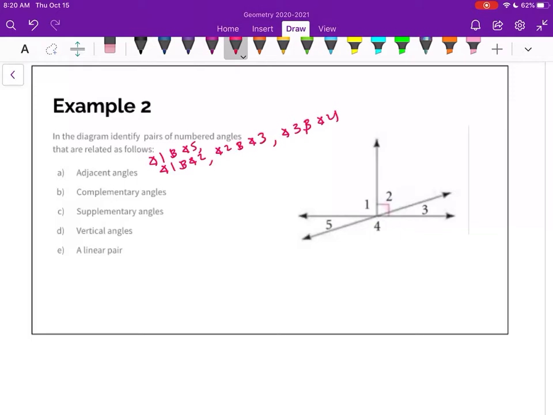Guess I should put commas between these so it's easier to separate. And then angle 4 and angle 5. Okay, those are all my adjacent angles. Complementary angles, remember these are going to be my 90 degrees.